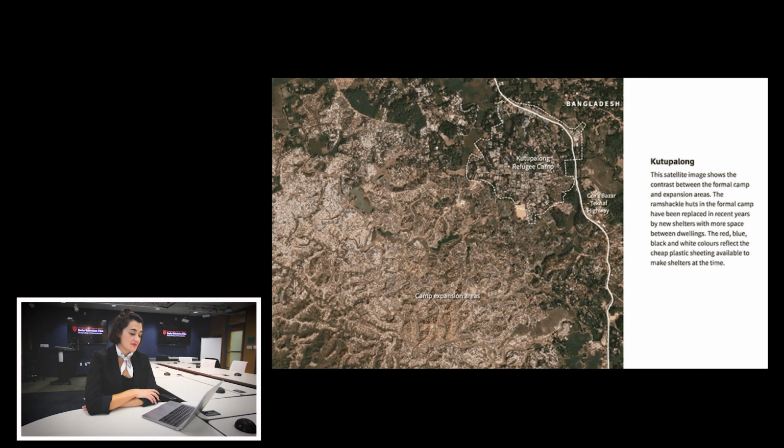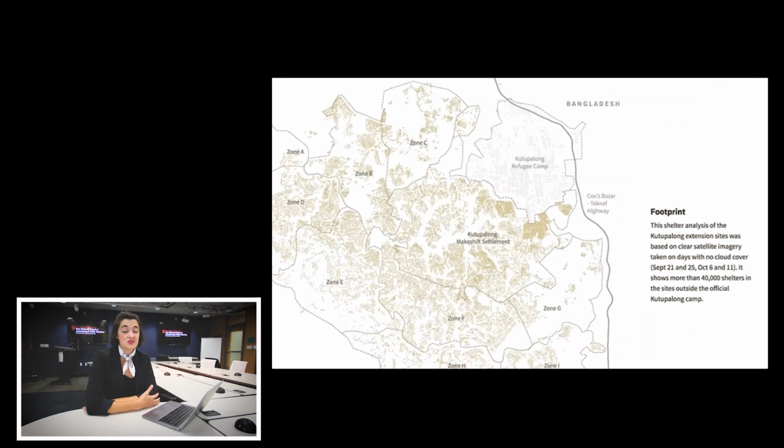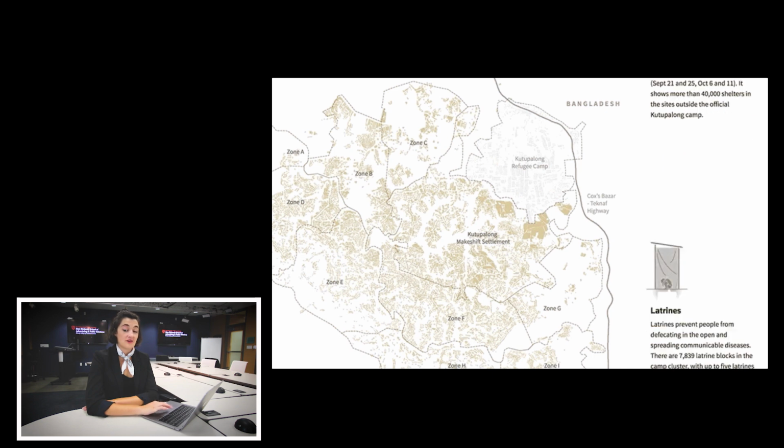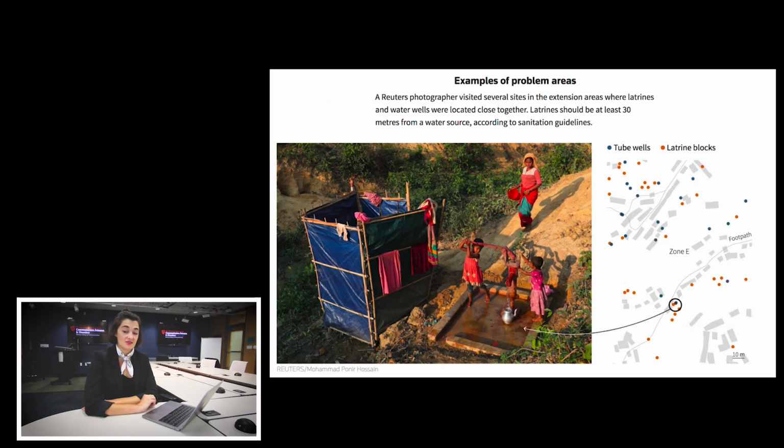The satellite photos, maps, and analysis in this piece add so much context to the photos of life in the camps. It shows you exactly why people living there are facing a health crisis. After introducing you to the locations of latrines and water pumps in the camp, they connect the dots to show you what this looks like on the ground.